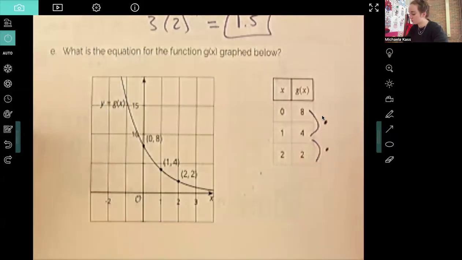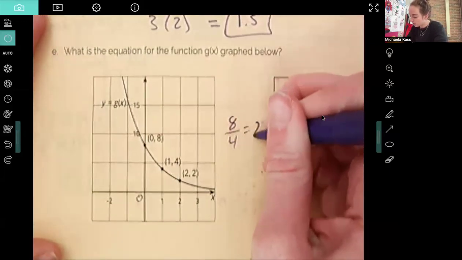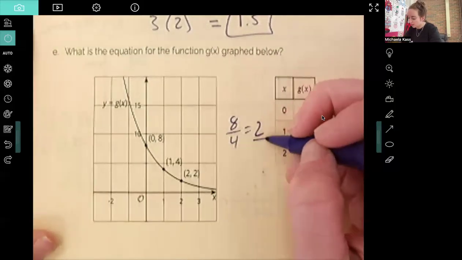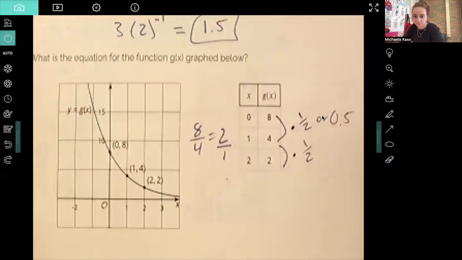Well, the first thing that comes to mind is, I know 8 divided by 2 is 4. I know 4 divided by 2 is 2. So some people might do 8 divided by 4, and they're like, oh yeah, that's 2. But remember, the decay factor can't be 2 because it's decaying. It has to be less than 1. So again, remember that if we're decaying, we can flip our fraction. So we're really multiplying by a half, or you can say that as 0.5, right?